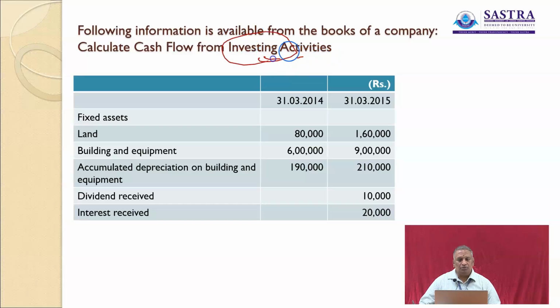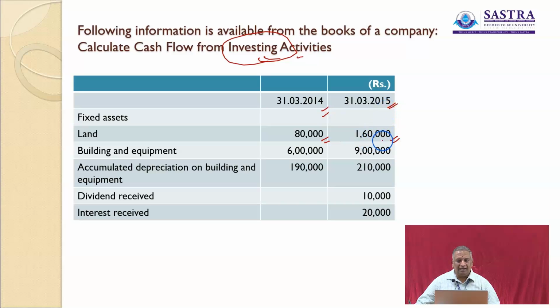Investing involves purchase of assets or sale of assets. When you purchase an asset or investment, there will be outflow of cash, and when you sell, or when you receive income on investments. See here, you look at land, opening balance is 80,000 on 31st March 14, and it has increased to 1,60,000.